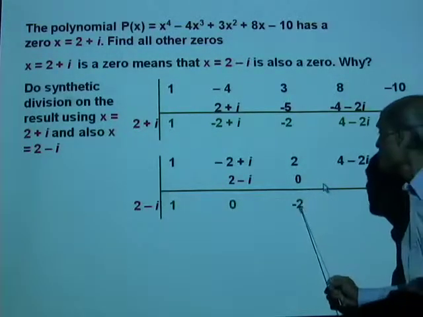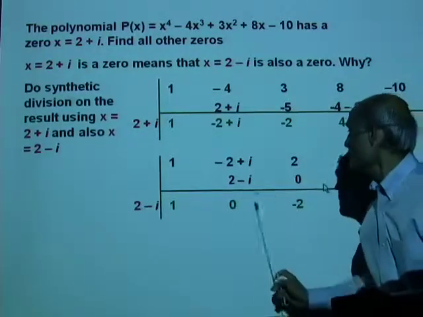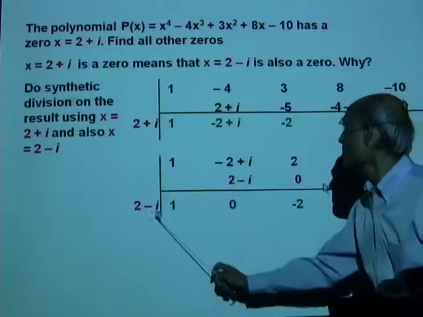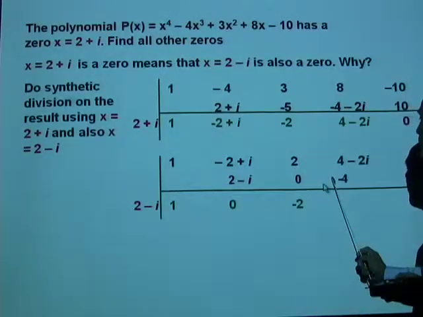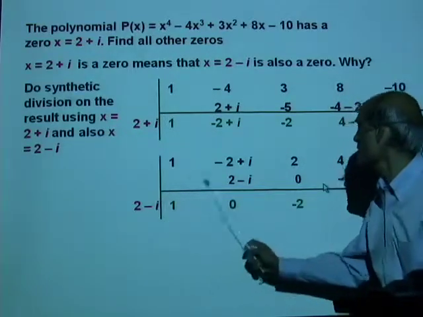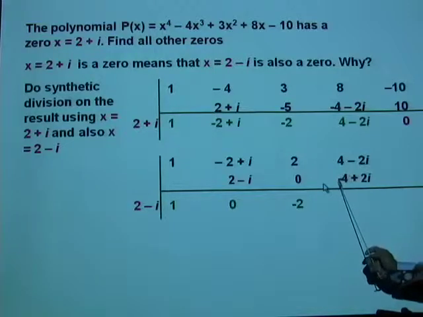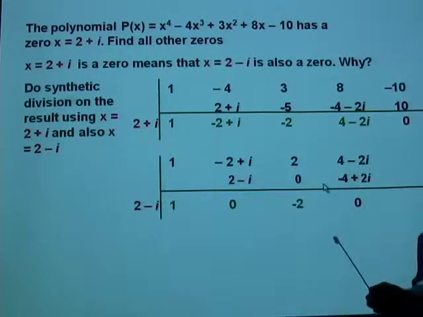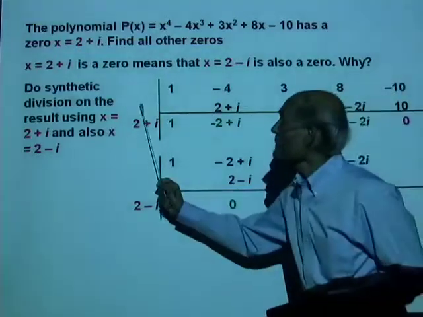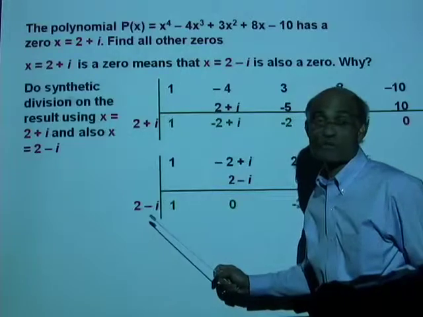Alright, let's now multiply this negative 2 with this 2 minus i. That'll be negative 4 plus 2i. Is that right? Negative 2 times 2 is negative 4. Negative 2 times negative i is plus 2i. And 4 minus 2i added to negative 4 plus 2i will give you 0. That means 2 plus i is a zero. 2 minus i is a zero.